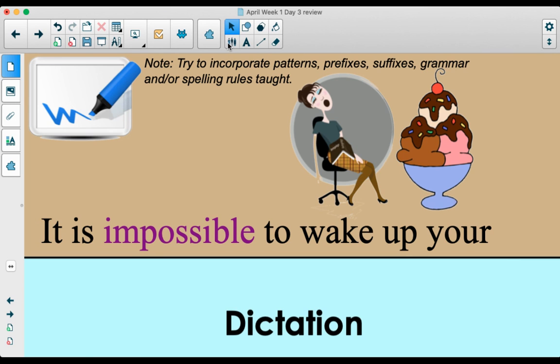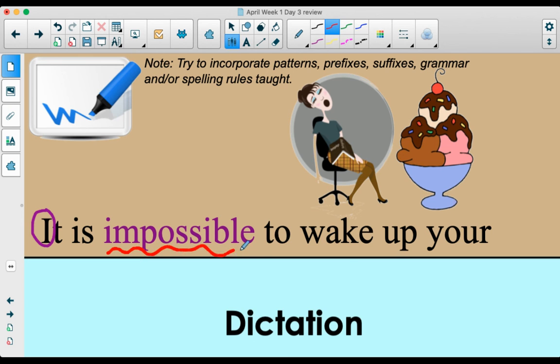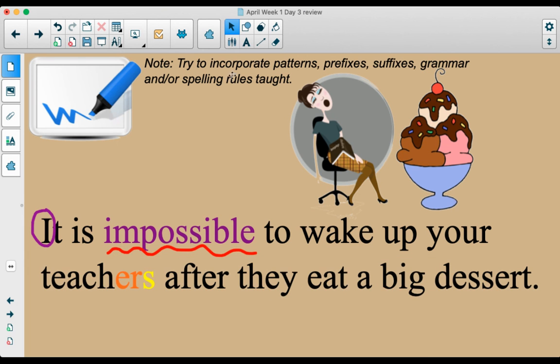It. I see that it starts with a capital I because it is the beginning of a sentence. Let's circle that capital I. It is impossible. Impossible is a snap word. Let's do a squiggly line under the word impossible. And now let's spell it. Impossible. It is impossible to wake up your teachers.